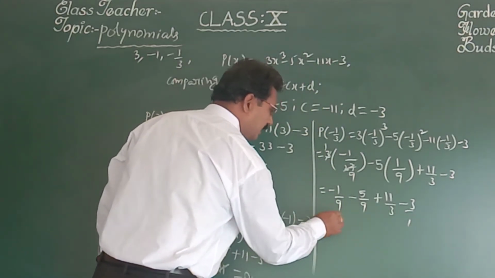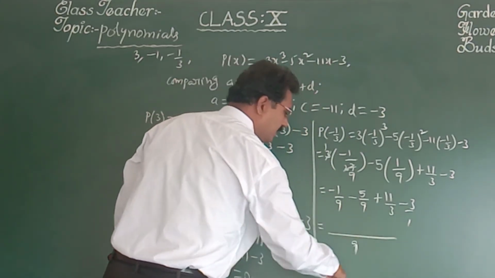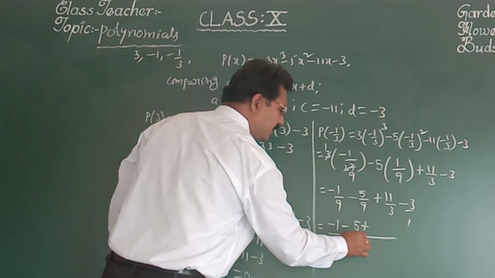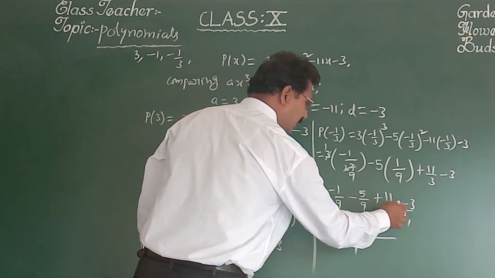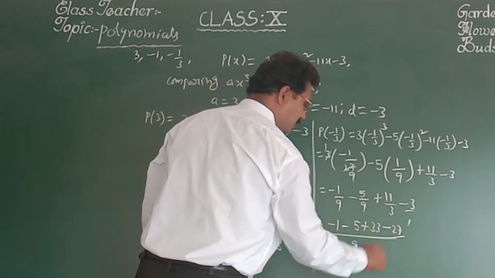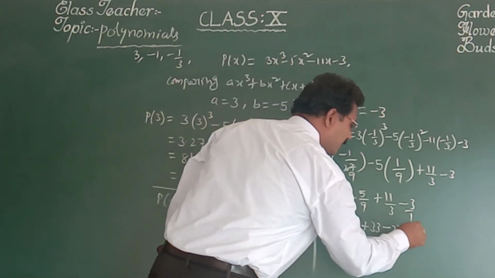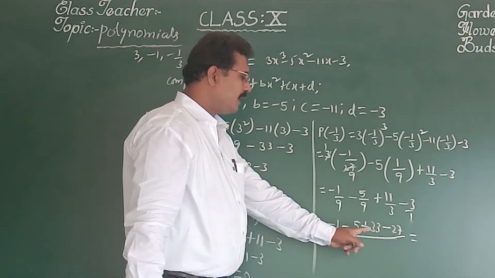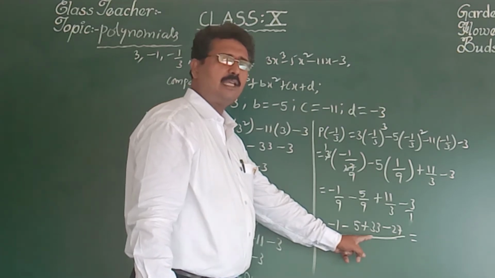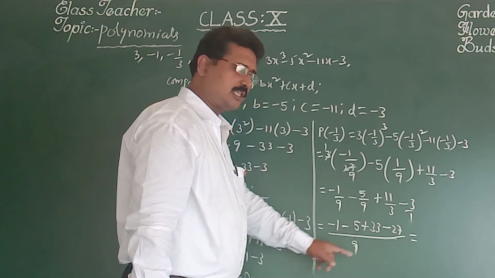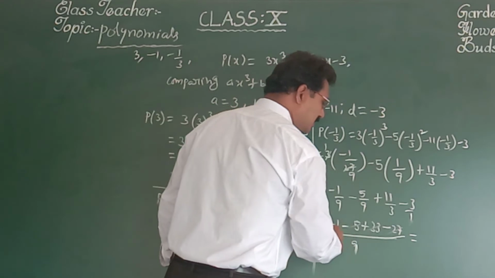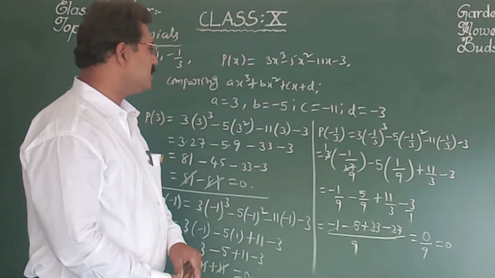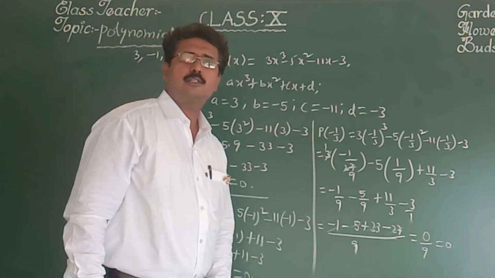Now here, take the LCM. LCM is 9. 9 one time: minus 1, minus 5, plus 3 times 11 is 33, minus 9 times 3 is 27. So it is minus 1 minus 5 is minus 6, plus 33 is plus 27, minus 27 cancels, 0 by 9, which is equal to 0. So that means P of minus 1 by 3 is also 0.